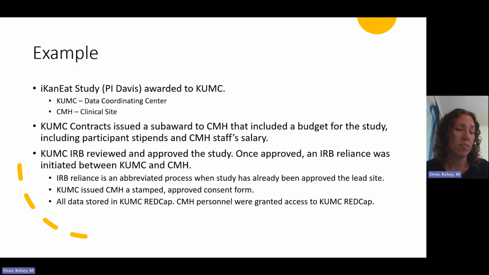KUMC also reviewed the study for the IRB. And what happened there is we used SMART IRB, which is an IRB reliance system. KU had the lead IRB, and we issued consent forms to each site. Children's Mercy received a KU consent form that had Children's Mercy's local context listed in it and was stamped by KUMC. The Children's Mercy IRB accepted that, and they were able to use that consent form. All of the data we stored on the KUMC REDCap, and Children's Mercy personnel were granted access to that KUMC REDCap.